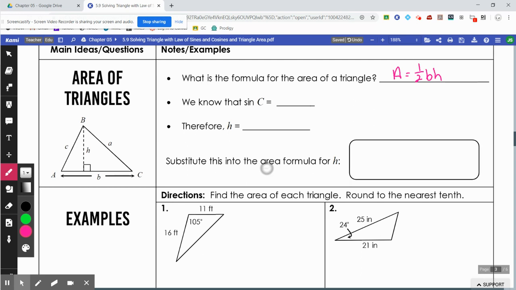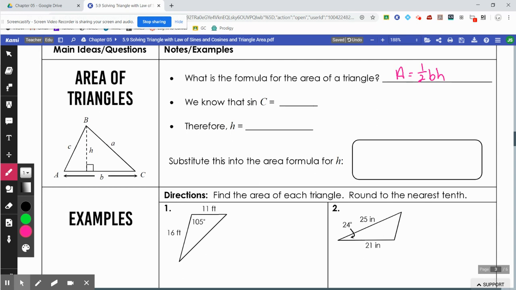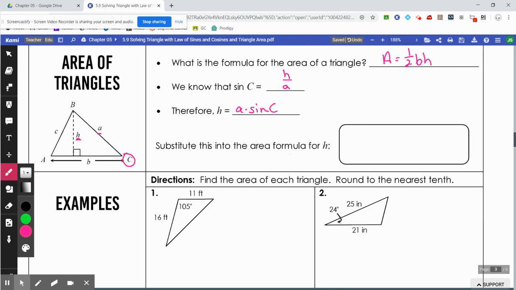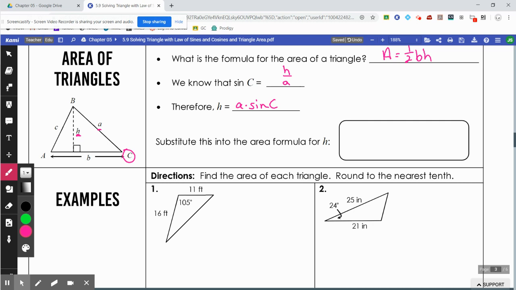However, we know that if we go in here and find the sine of C, sine is equal to opposite over hypotenuse, so the sine of C would be h over a. So therefore, if we were to solve this, we could move our a over, so h would be a times the sine of C. So we could rewrite our formula by substituting that in for our original.